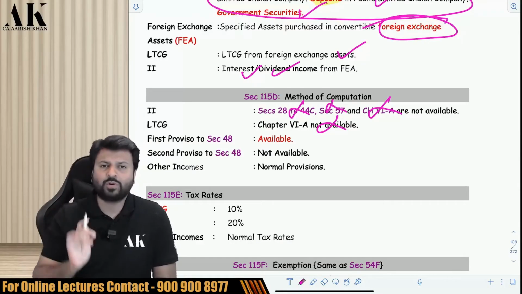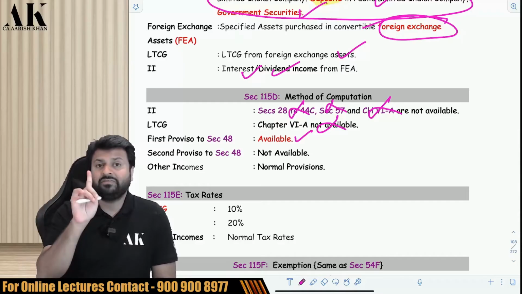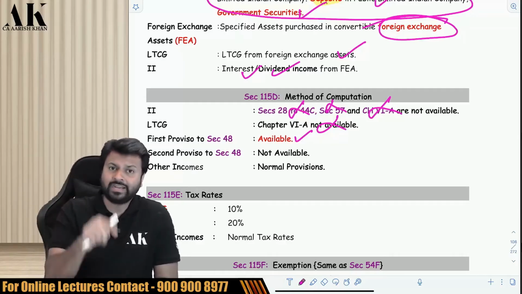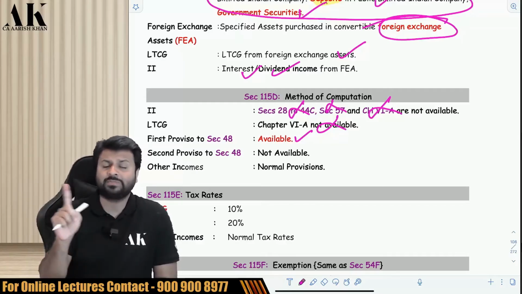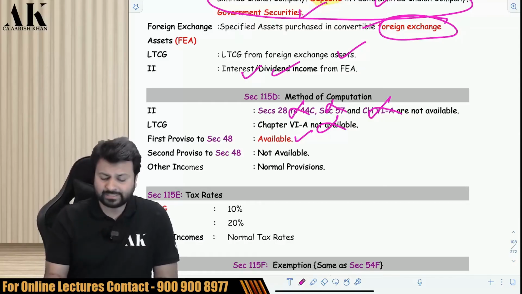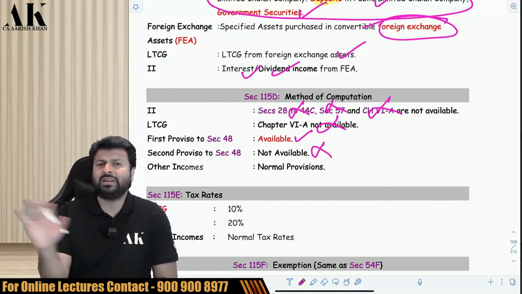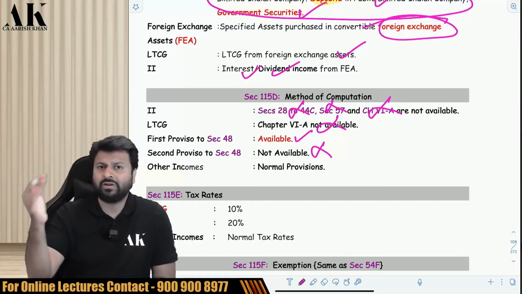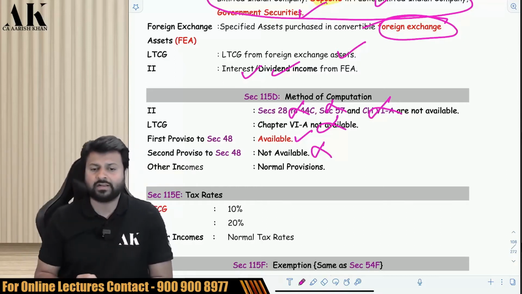Then is the first proviso to 48 applicable? Yes, the first proviso to 48 is applicable. It means if the foreign currency rates are given, then while computing the capital gains, you have to convert that into foreign currency first, then again reconvert that into what? Indian currency as per TTB or TTSR. Then is the second proviso available? No indexation benefit is available. The second proviso to 48 is talking about what? Indexation benefits under the income tax law.